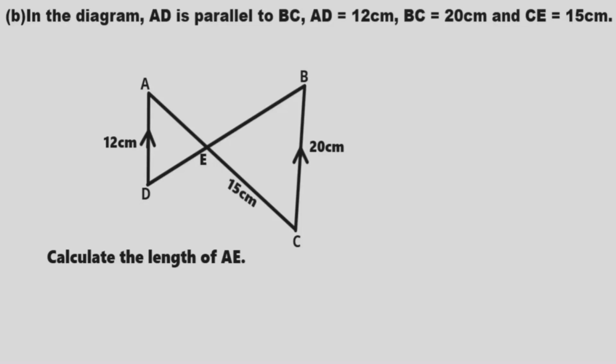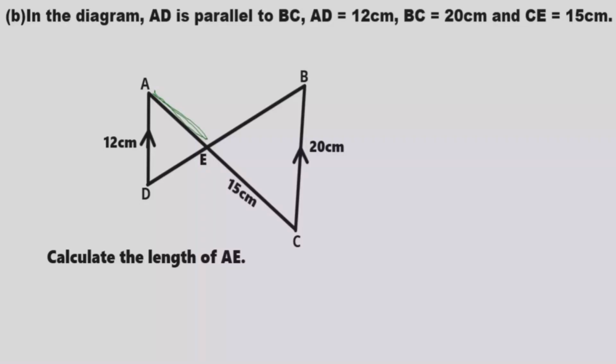Okay, so to calculate the length of AE, what we're going to do is this. First, we're going to identify corresponding sides and come up with a ratio of those corresponding sides. Okay, so before we go ahead and identify the corresponding side, let's identify the length AE. So the length AE is this one here. Okay, this is the length AE. Okay, so this is what we want to find.